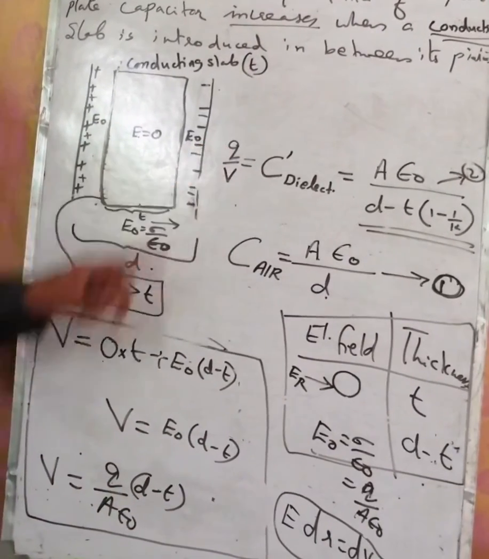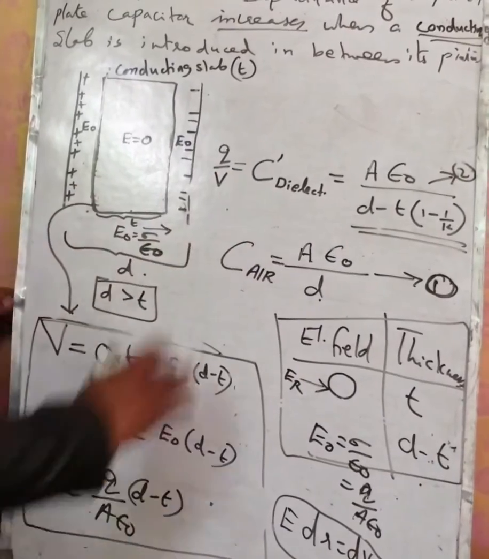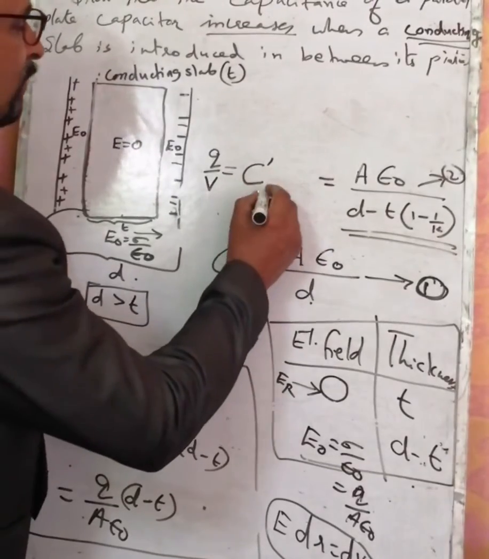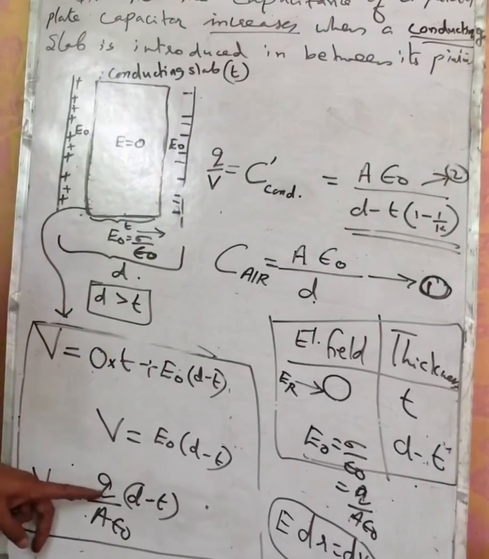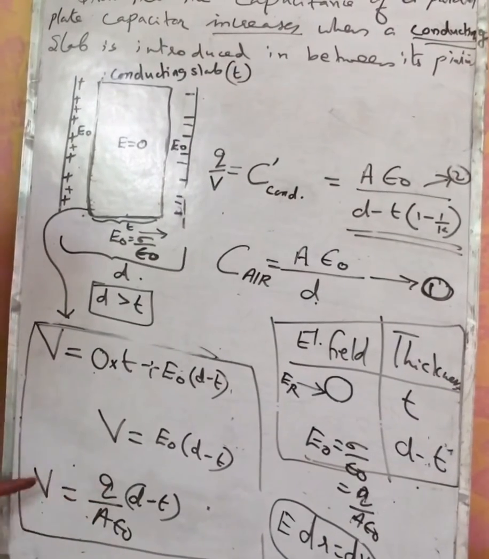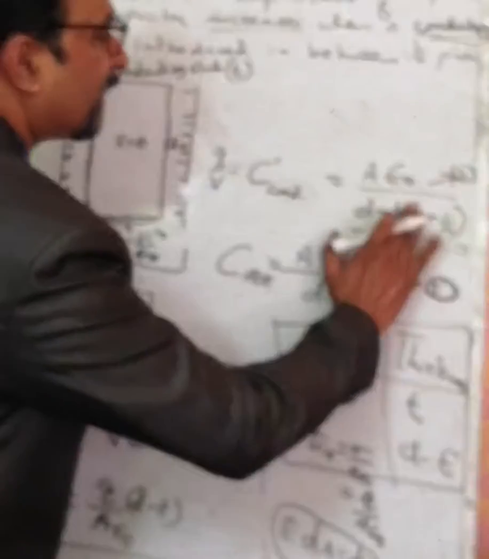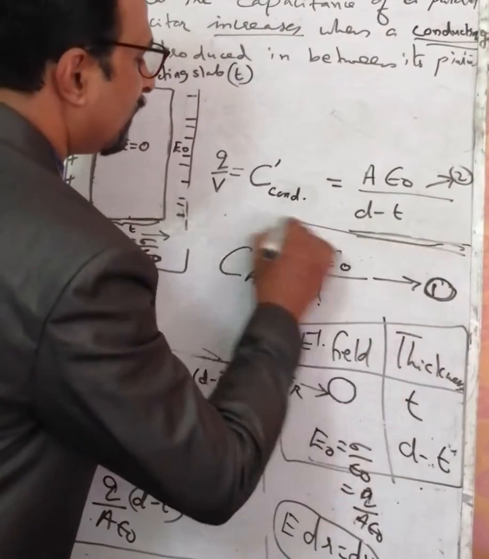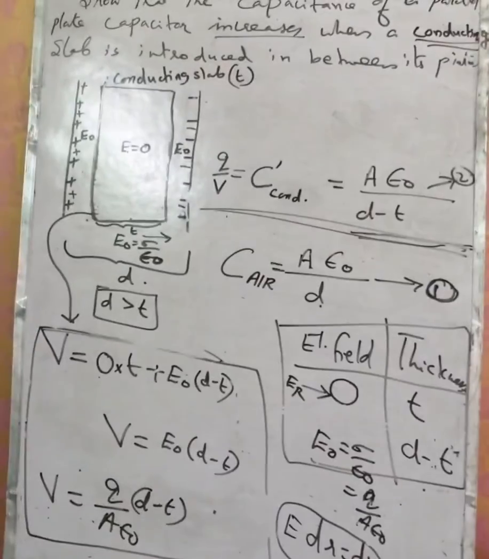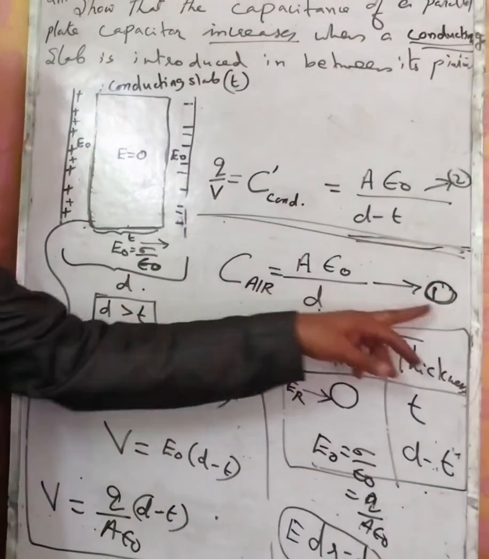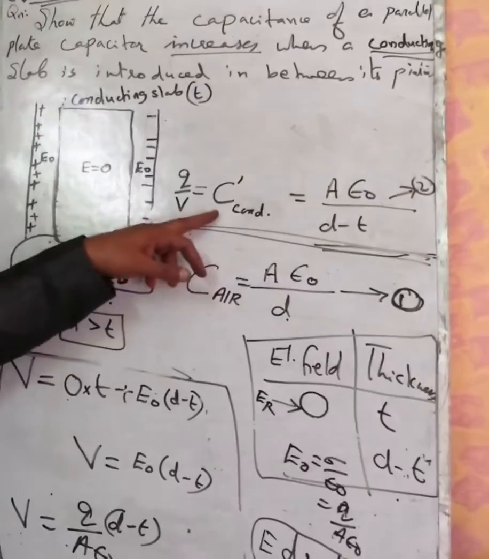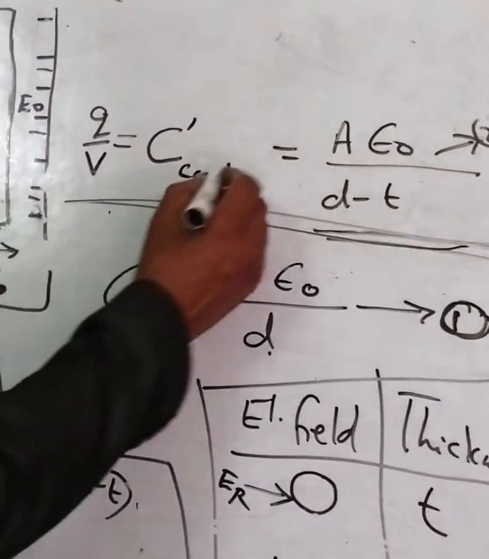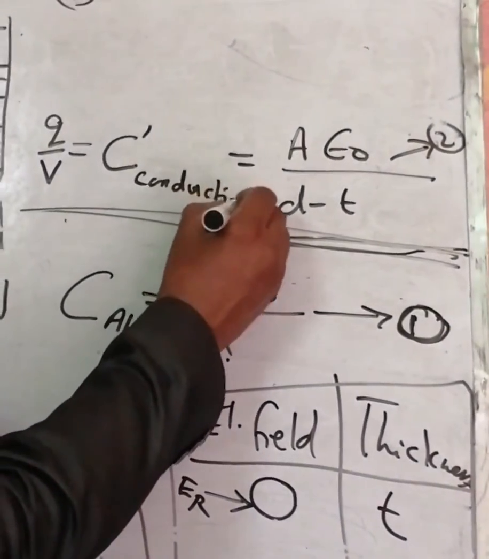Now you know Q upon V is called capacitance. So capacitance after the introduction of the conducting slab is Q by V. From this equation it is very clear, Q by V is equal to A epsilon naught divided by D minus T. That is your equation number 2. Equation number 1 is the capacitance with air as the medium. Equation number 2 is the capacitance with the conducting slab between the plates.